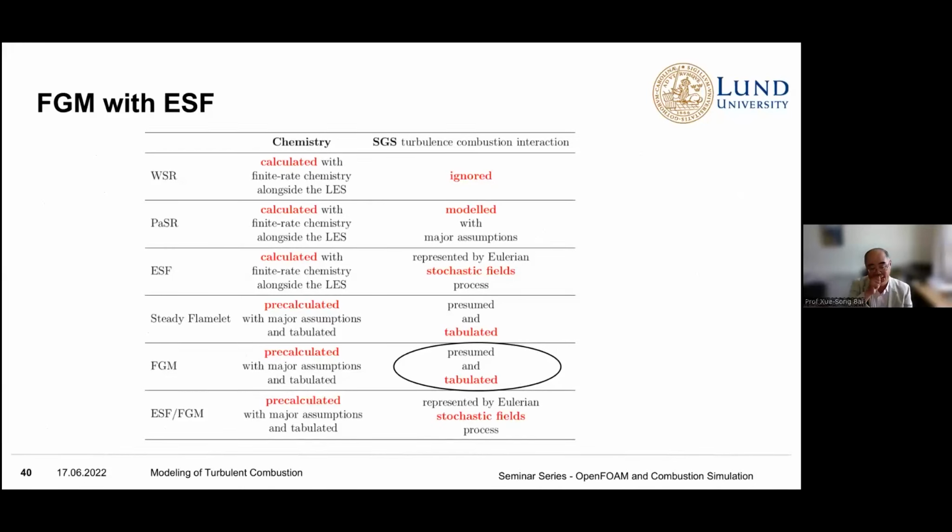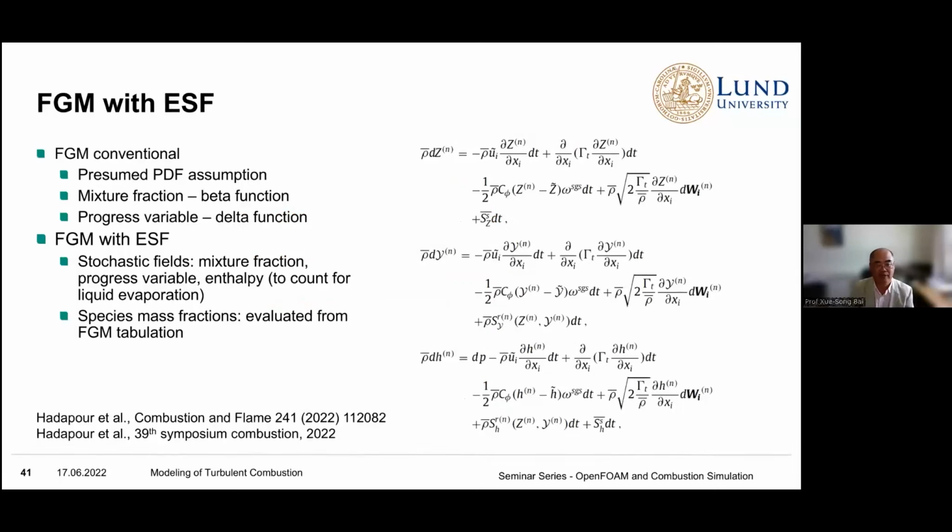Another issue with FGM is the use of presumed PDF. People use it, but it is not always accurate. So what we did was to combine FGM with the ESF. The tabulation is the same. However, we are using a stochastic field solution to calculate the FGM variables. In this case, I'm showing 3 FGM dimensions, using the stochastic fields equation to solve the variables, to replace the presumed PDF assumption of the mixture fraction beta function and progress variable delta function.